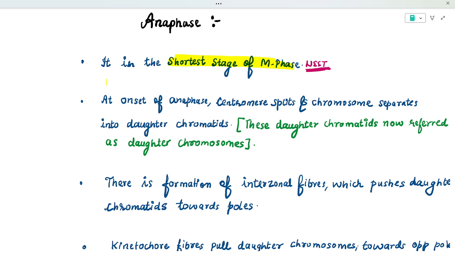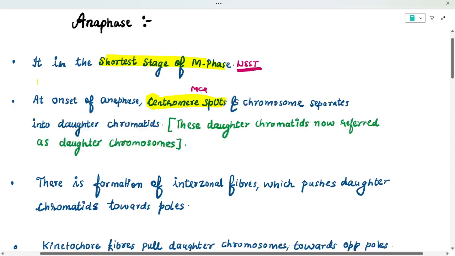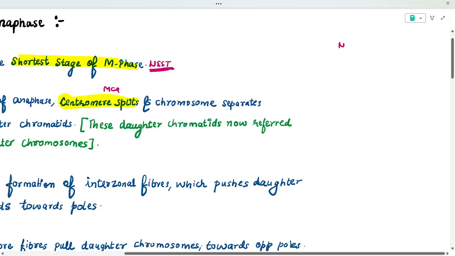What is going to happen? The most important characteristic point is the splitting of the centromere. That is again important and an MCQ. Such a question can come.